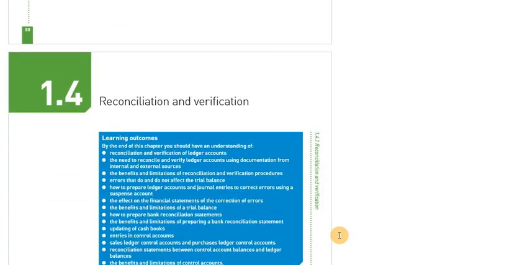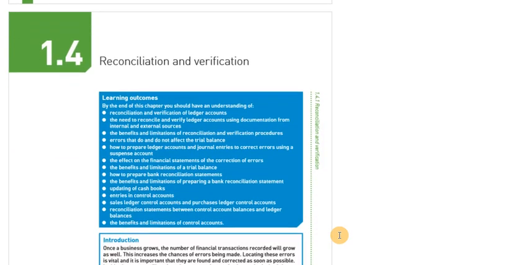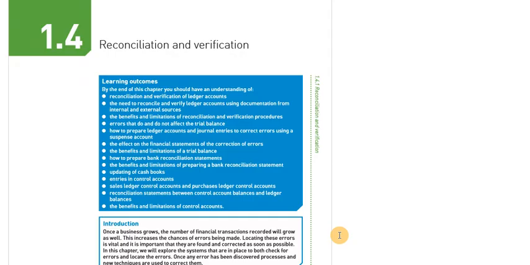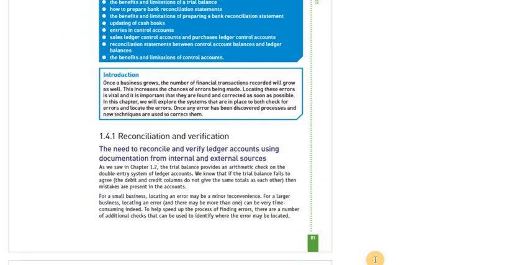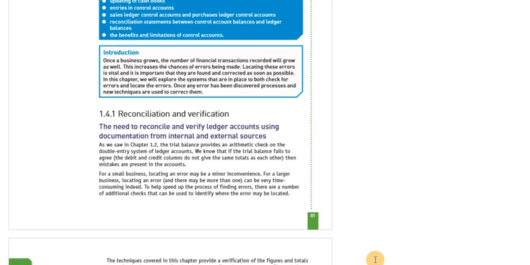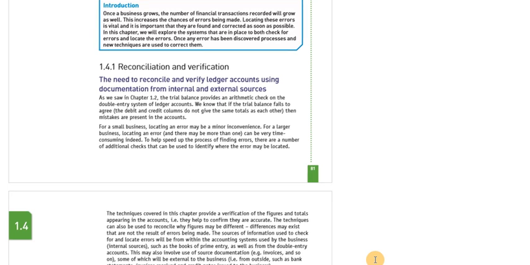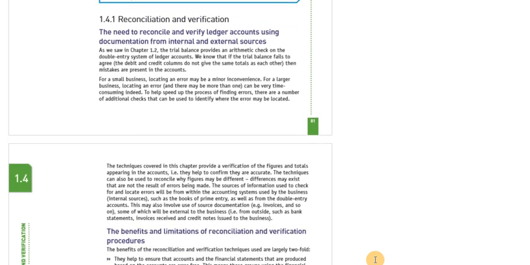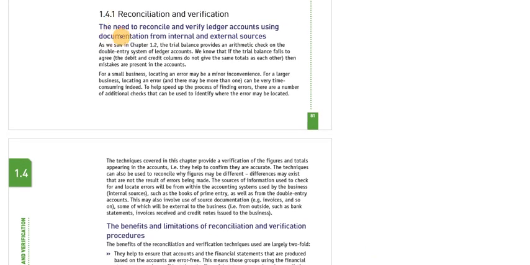So now we will start chapter number 1.4, which is related to reconciliation and verification. The first concept related to reconciliation and verification is the need to reconcile and verify ledger accounts using documentation from internal and external sources. We have to verify our accounts by using internal and external sources.